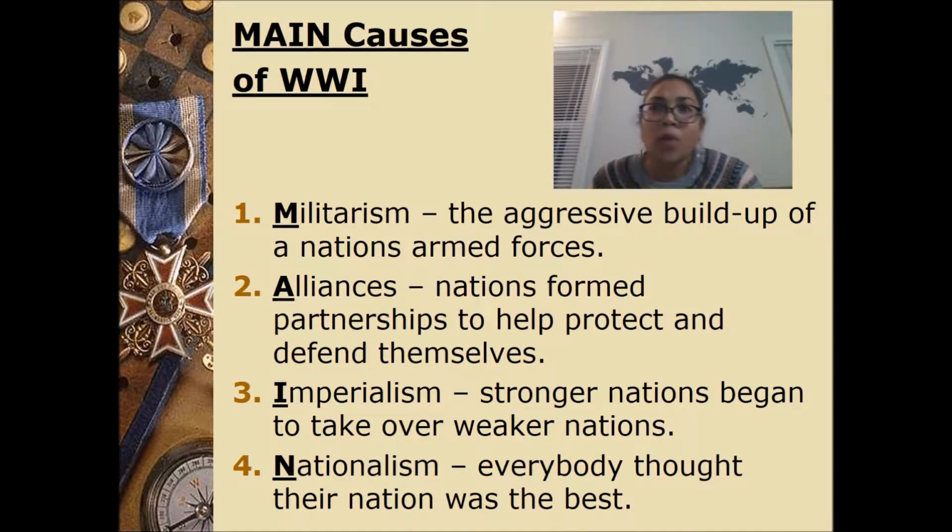And imperialism is when you have stronger nations taking over some weaker nations or owning other territories outside of your main border. And the more territories that you have spread out, the more power you control around the world. And nationalism is, yeah, everybody thinks their nation is the best, but it's an extreme form of patriotism where you feel like your nation deserves more than others, and it can really lead to some tension between a lot of countries.